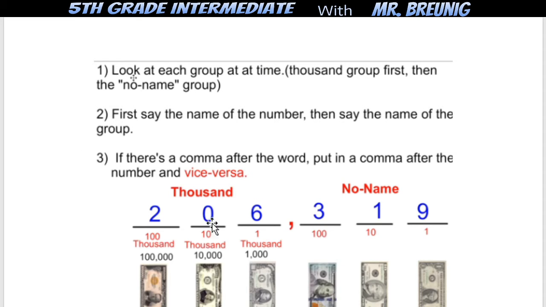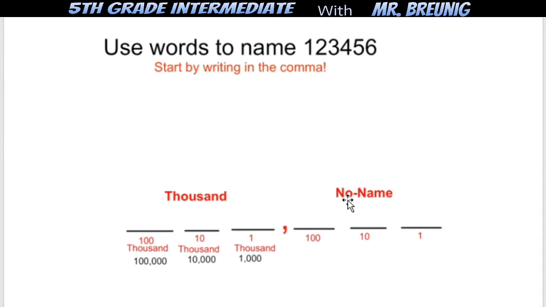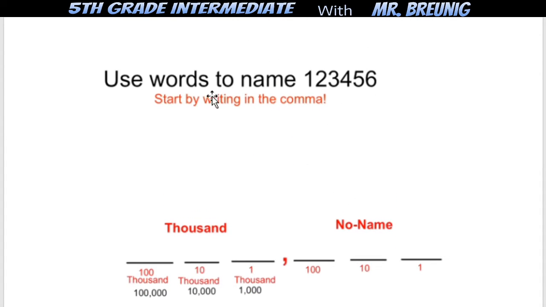Moving right along. I'm going to go ahead and let you guys try to do this one yourself first. Use words to name this number. And remember, when we have a number without a comma, that's the first thing we need to do. So remember the 1, 2, 3, comma me rule. Go ahead and write this number down and then write it using words in your composition notebook. Press pause and then come back and press play when you're done.